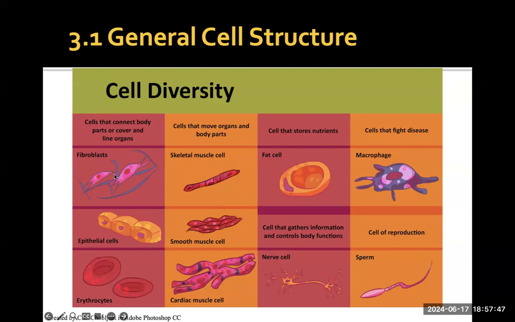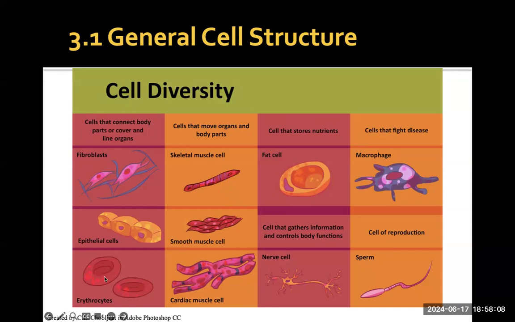So these are called fibroblasts, right? These are going to help connect different parts of the body together. As you guys can see, they kind of branch out and they grab different things and they kind of pull them in. These here are going to be called simple cuboidal epithelial cells. They're going to line a surface or cover or line an organ.